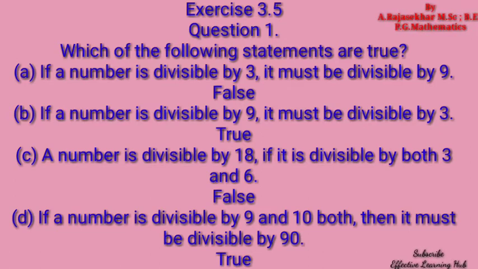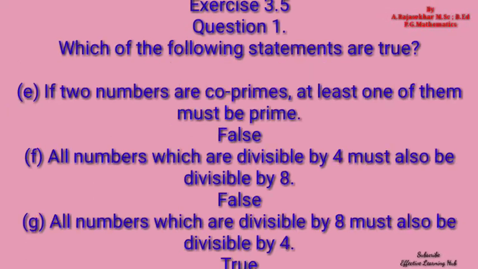C: A number is divisible by 18 if it is divisible by both 3 and 6. False. D: If a number is divisible by 9 and 10 both, then it must be divisible by 90. True, 10 nines are 90. E: If two numbers are co-primes, at least one of them must be prime. False. Co-primes only need 1 as their only common factor.